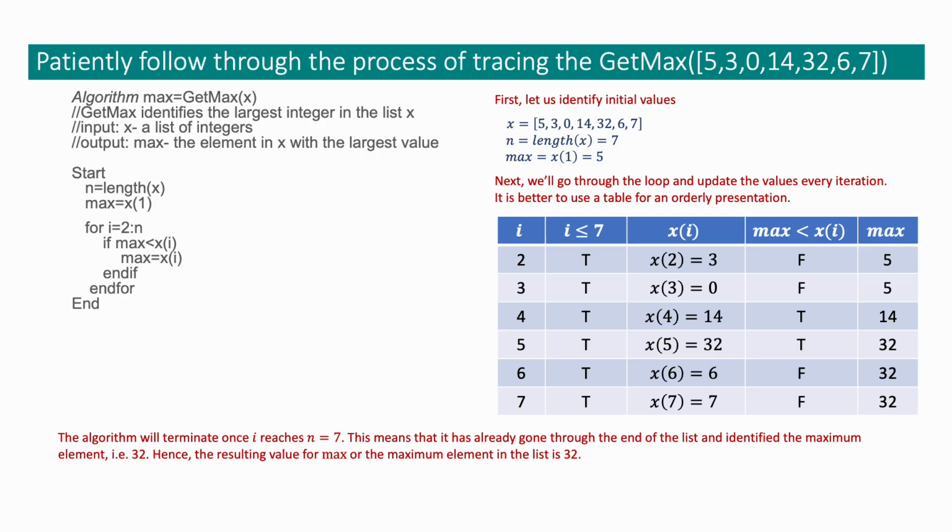What would happen after it terminates? This means that the algorithm has already explored the elements of the list one by one and identified the maximum element across all elements. In this case, it is 32.